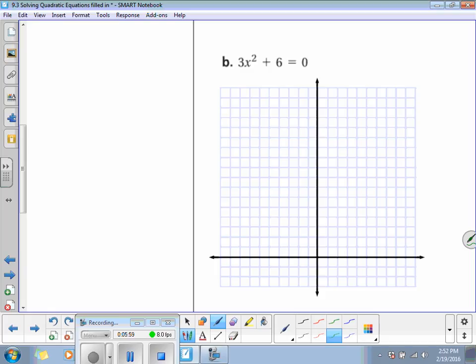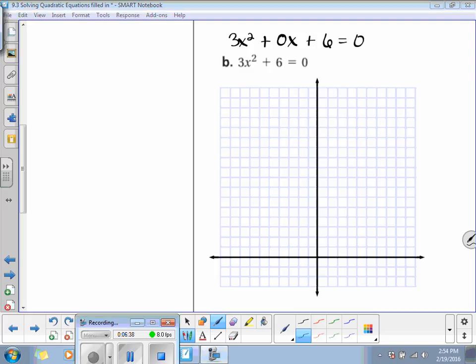Is that standard form? No, what are we missing? We're missing the middle term, which is the bx, right? So what we need to keep in mind is that this will be written as 3x squared plus 0x, that 0x is just nothing, plus 6 equals 0. So that is our new equation, and that's what we're going to use to find our axis of symmetry.